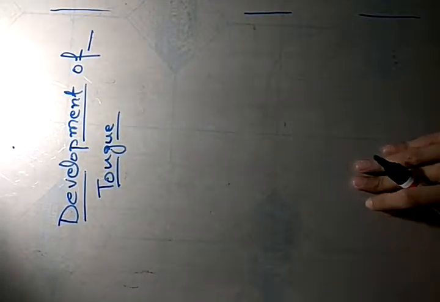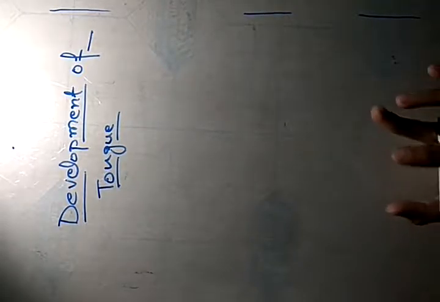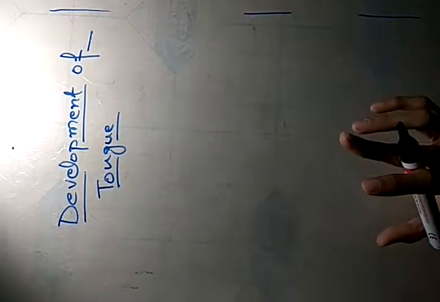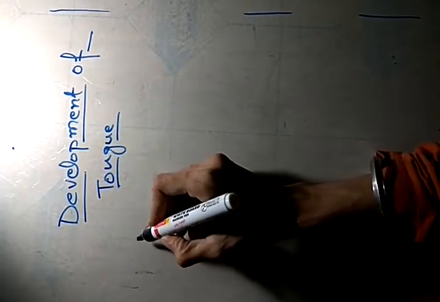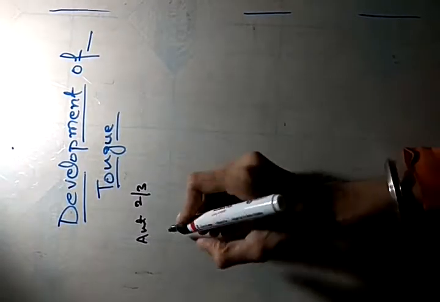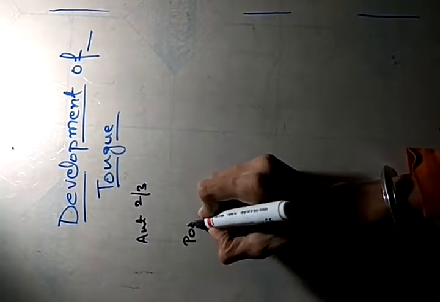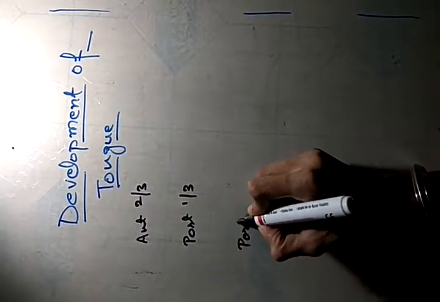Today our topic is development of tongue. It is one of the most important embryological topics as tongue is a very important organ in MBBS for students. So we know that tongue is divided into anterior 2/3 and posterior 1/3 and posterior most.